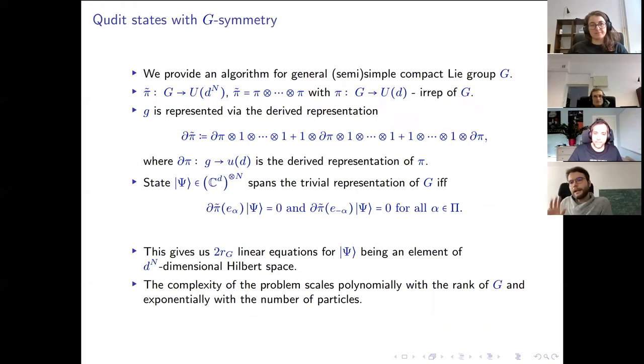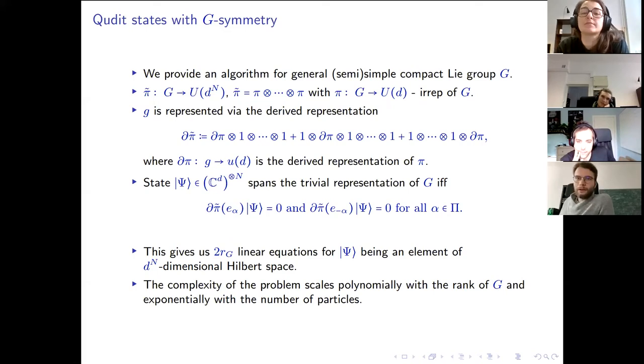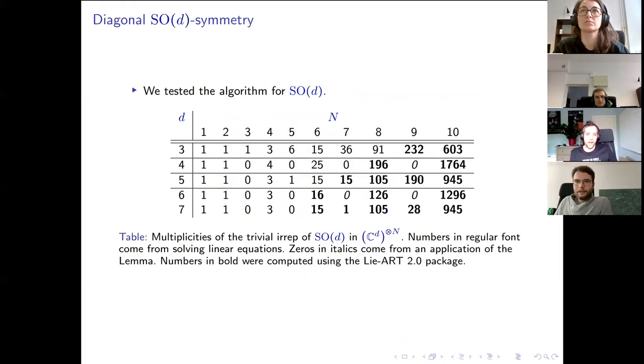It's just an example. We also gave a general algorithm, which is not efficient because it scales exponentially with the number of particles, for finding such invariant states for a general semi-simple compact Lie group. It's some algorithm, it's not optimal, but at least we had something and we were able to test some things. So we, for example, tested this algorithm for SO(d), and some numbers were calculated using these equations.